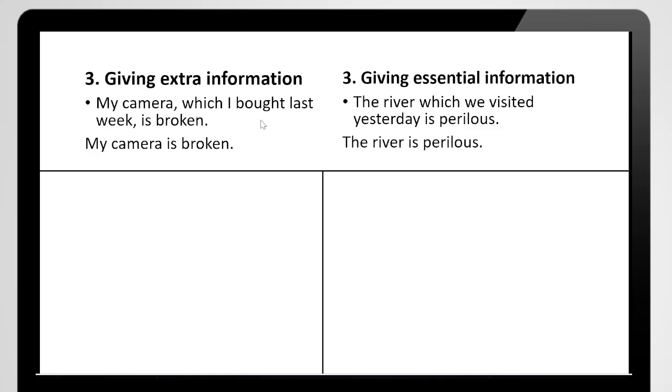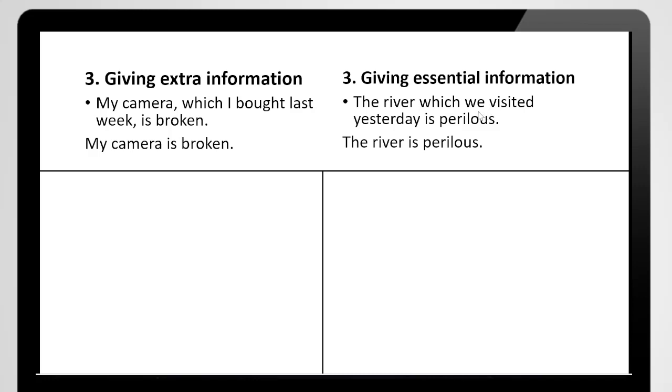Yes. And then the river which we visited yesterday is perilous. Here we have, okay, it should be that. Okay, so let me read one more time. The river that we visited yesterday is perilous. If we remove that we visited yesterday, it will be the river is perilous. Yes, this doesn't make any sense because not all rivers are perilous. So we need this information. That's why it is essential. It's why it is important.